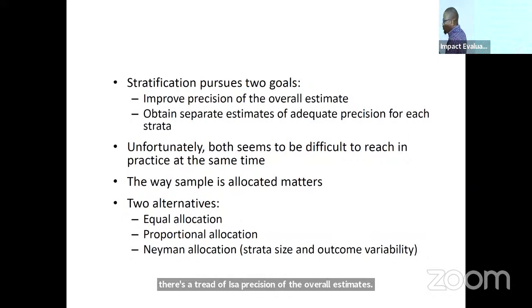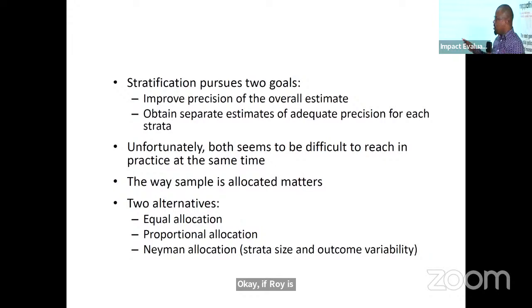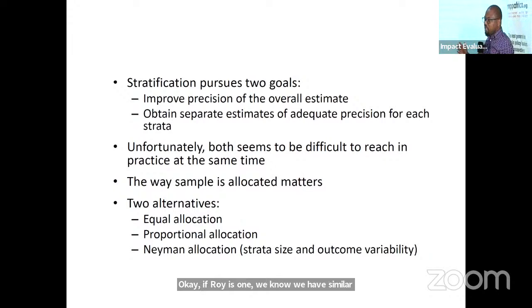The same way we saw within-cluster correlation and between-cluster correlation, and the trade-off that exists between the two, okay? If rho is 1, we know we have similar units within the cluster, so individual randomization is ruled out. If rho is 0, we have to do what? Individual randomization.